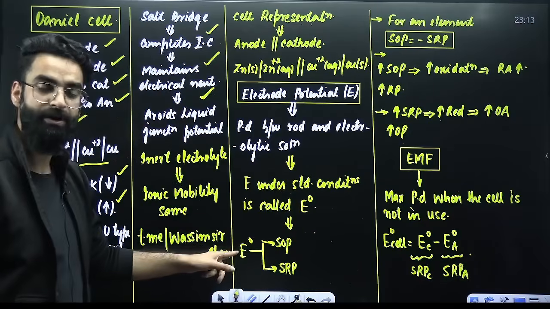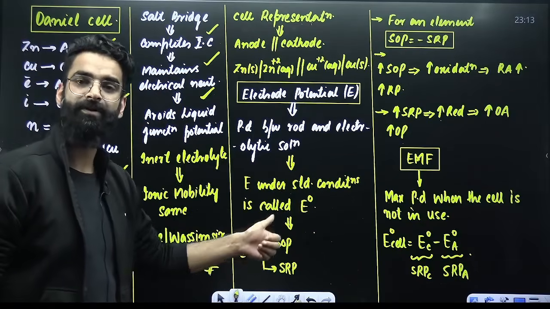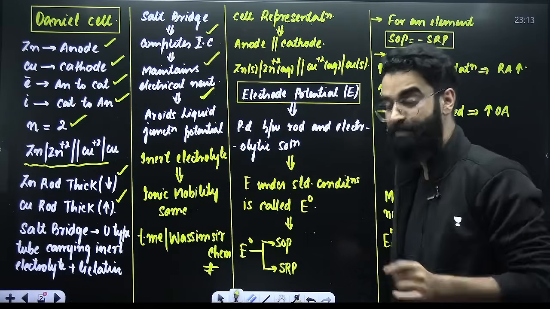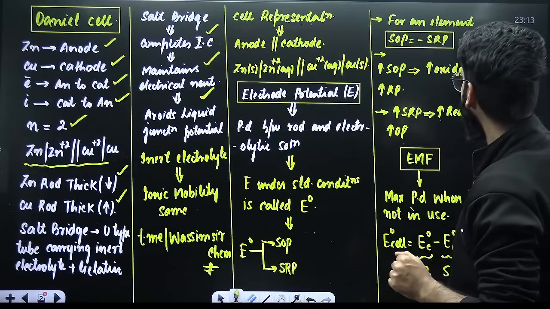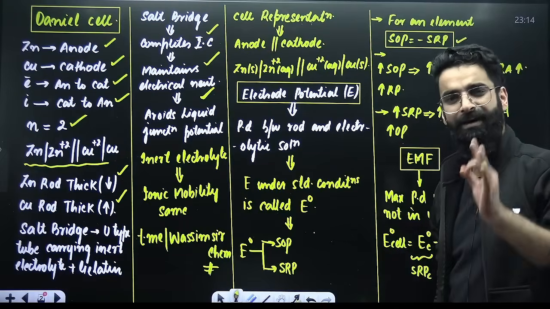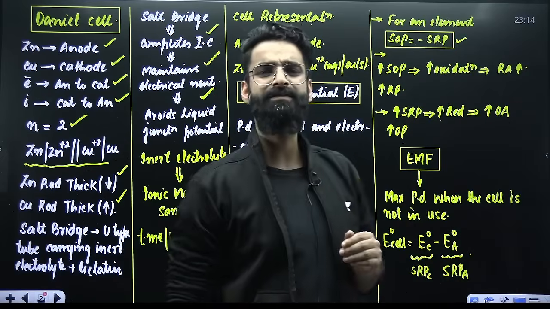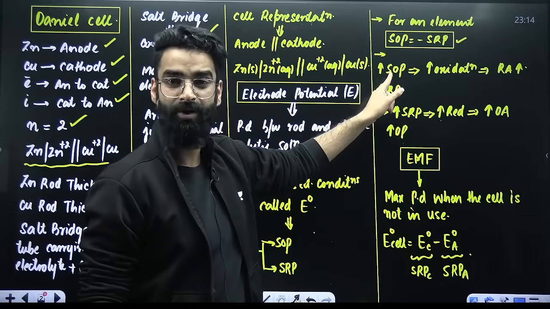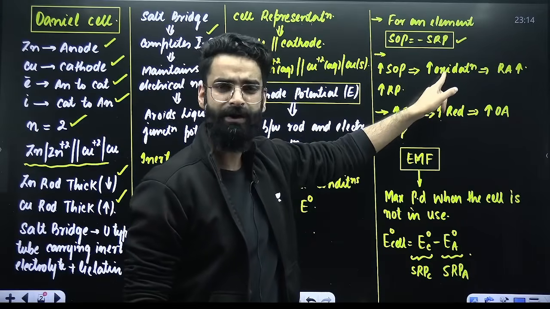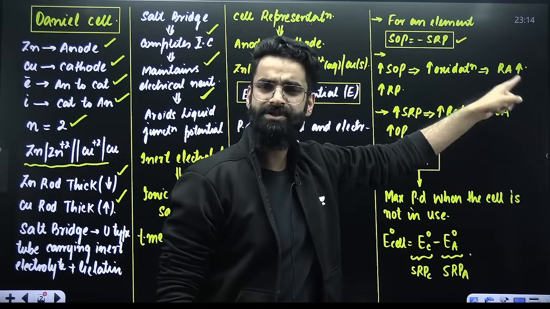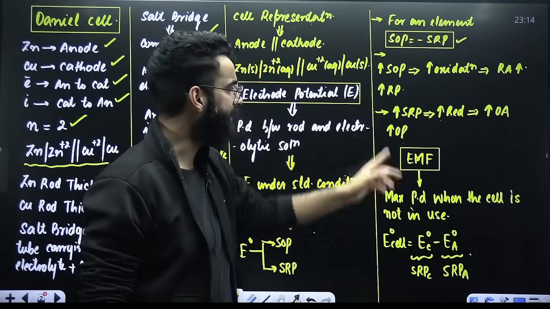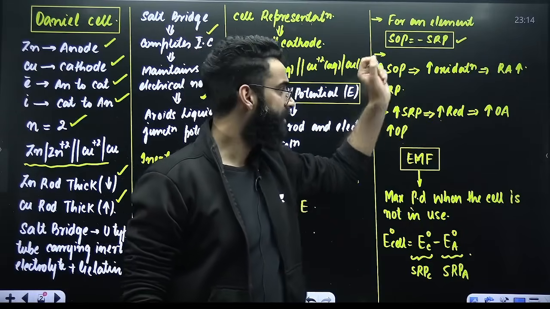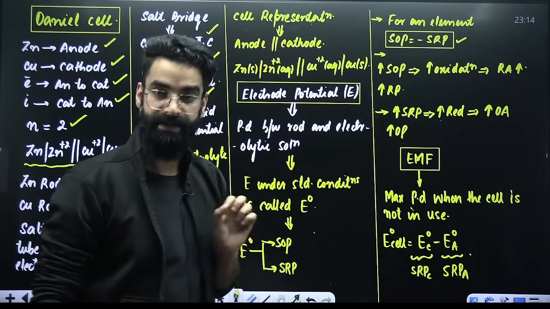Now, this standard electrode potential is basically of two types. One is called standard oxidation potential, SOP. Another one is standard reduction potential, that is SRP. For an element, SOP is always equal to minus its SRP. Now, what is the significance of the standard electrode potential? The more the standard oxidation potential of a species, the more is its tendency to undergo oxidation, the better the reducing agent, the more the reducing power. Similarly, the more the SRP of the species, the more is its tendency to undergo reduction, the better the oxidizing agent, the more will be its oxidizing power, right?